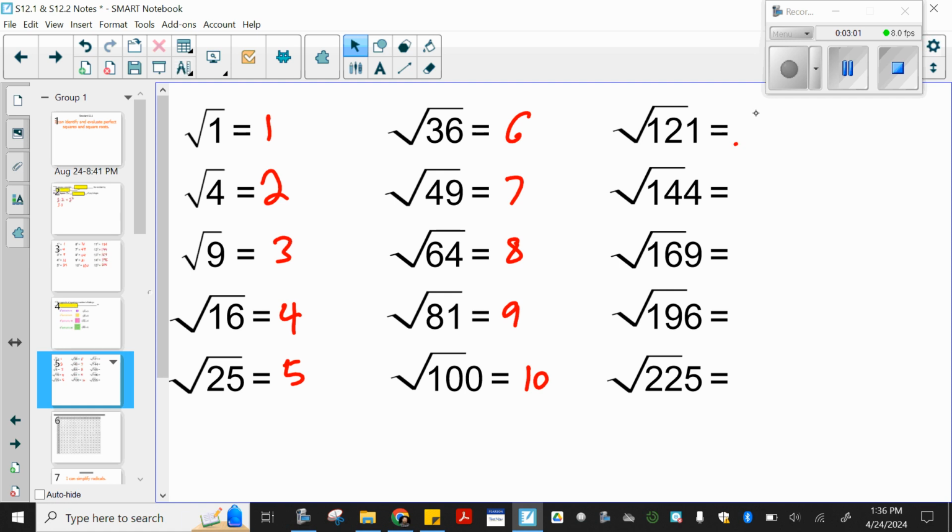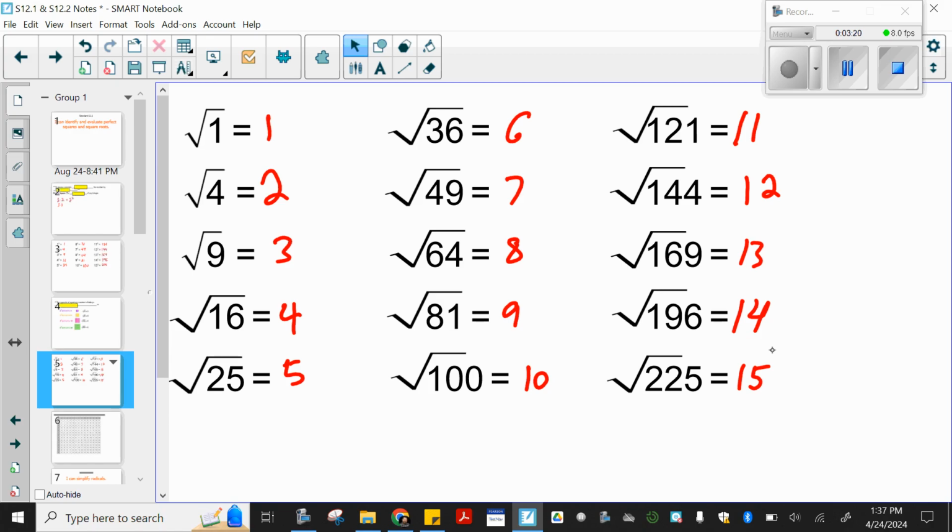Square root of 121 is 11. Square root of 144 is 12. Square root of 169 is 13. Square root of 196 is 14. Square root of 225 is 15. They're the same numbers. Really, our calculator is going to help. If you have a calculator that does square roots, let us know. If you're using it, we can help.